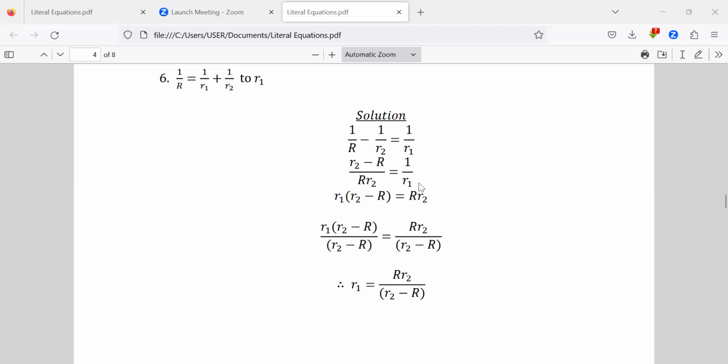The next step is that we do cross multiplication. So R times the whole of that, R sub 1 times the whole of that gives us the left-hand side. Then this times 1 gives us what we have on the right-hand side. We then expand the brackets.